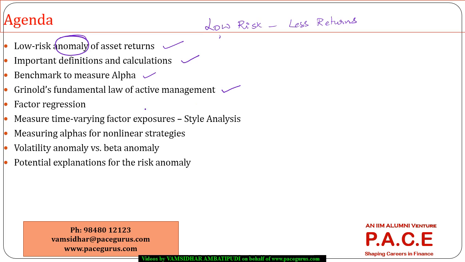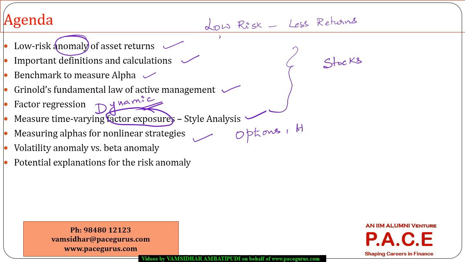and there are a few factor exposures which keep changing with time, which are more and more dynamic. The investment related factors, style related factors. So we are going to do a style analysis in this context. And till here, the alpha that we have been measuring is more for linear strategies like stocks, etc. But in case I am looking at non-linear strategies like options or hedge funds, etc., how do I measure the alpha for them? So that's one more understanding that we are going to have.